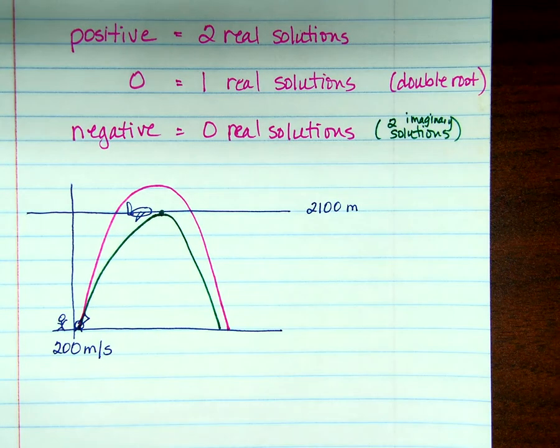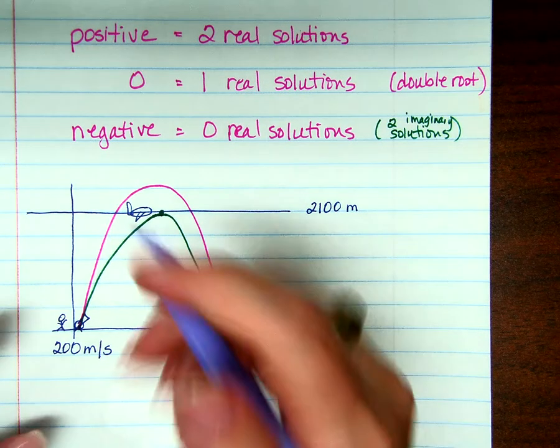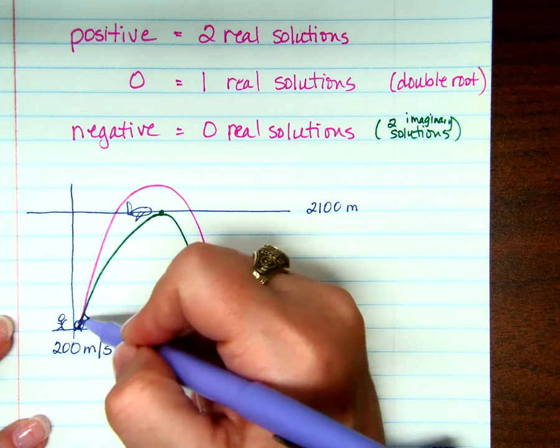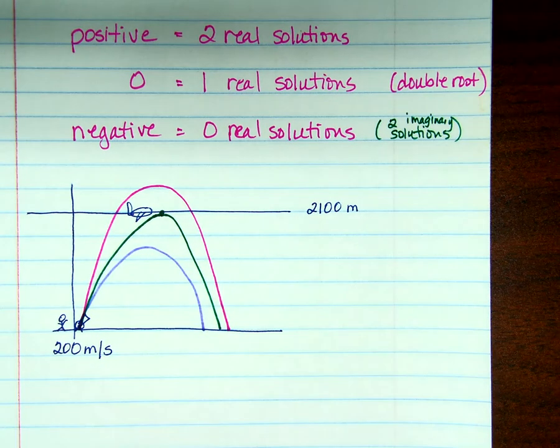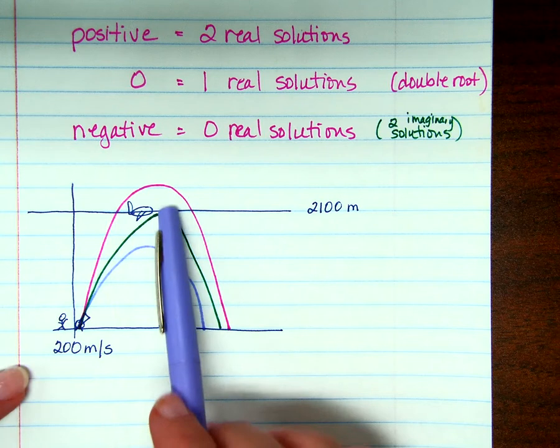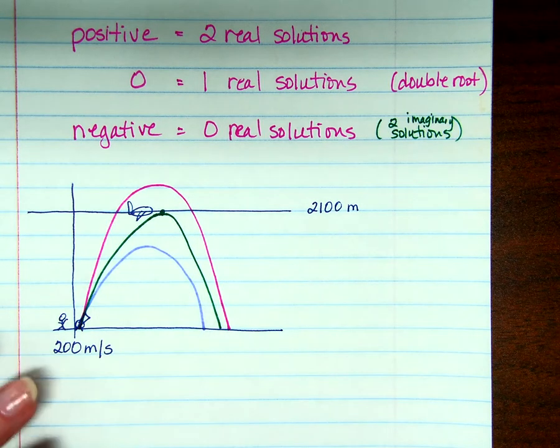Right there. Or he could shoot the cannon. I'm sorry my parabolas aren't very parabolic. Can you just use your imagination? He could shoot the cannon and it doesn't get to 2,100 meters. Do you see that those are the three possibilities? Two real solutions, one real solution, or no real solutions. Is everybody okay with that?